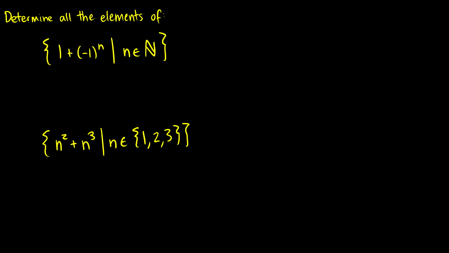We can say, okay, if n is equal to 1, then we have 1 plus -1 to the 1, which is equal to 1 plus -1, which is 0. So we know that 0 is going to be in this set. If n is equal to 2, then we have 1 plus -1 squared, which is 1 plus 1, which is 2. So 2 is going to be in the set.